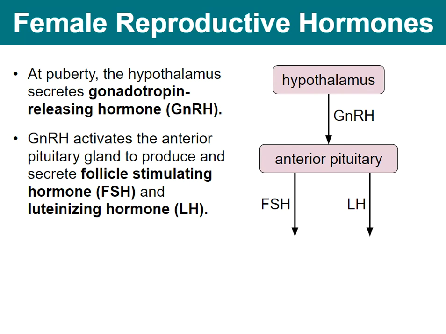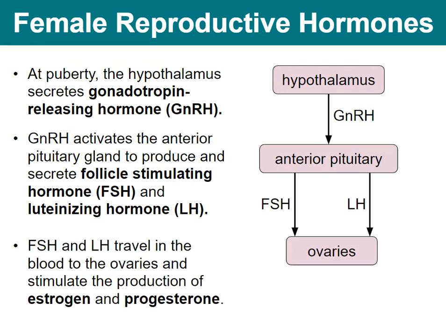This is the point in which it becomes different between females and males. In females, FSH and LH act on the ovaries. So they travel in the blood to the ovaries and they stimulate the production of estrogen and progesterone from the ovaries.